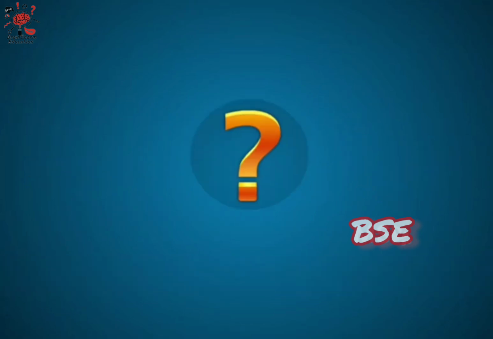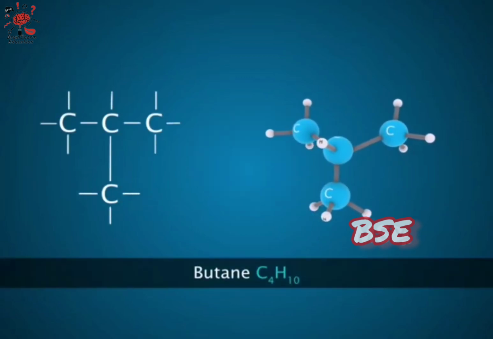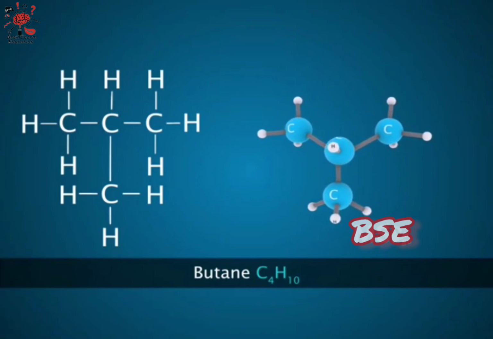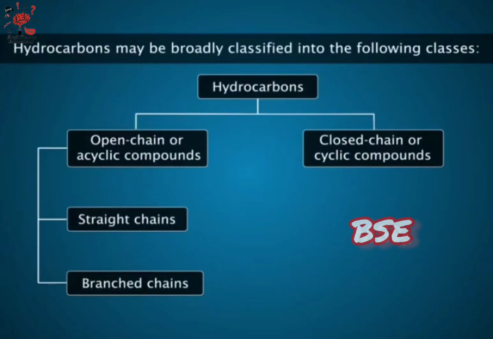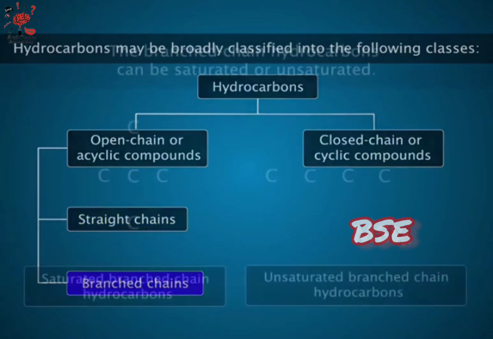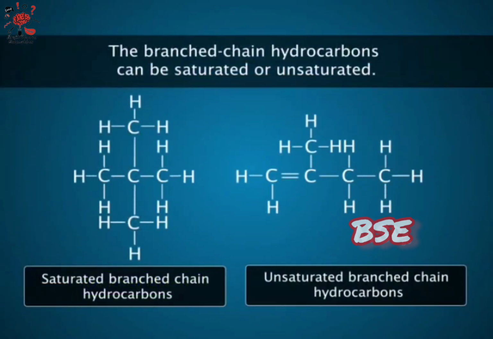Is it possible to have a different carbon skeleton for a 4-carbon chain? Yes. Instead of placing the carbon atoms in a straight chain, they can be arranged in the form of a branched chain. So we see that the open chain hydrocarbons can be categorized as straight chain or branched chain hydrocarbons. Just like straight chain hydrocarbons, the branched chain hydrocarbons can be saturated or unsaturated.